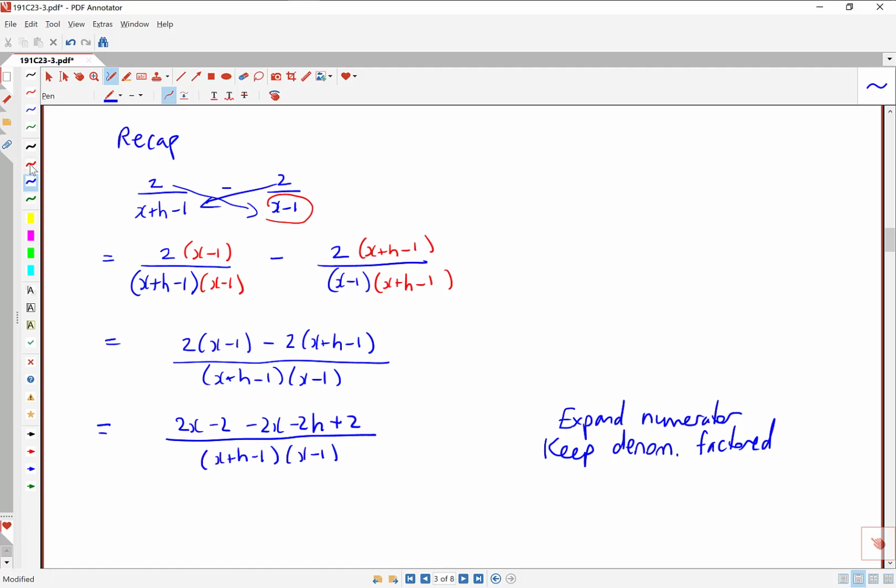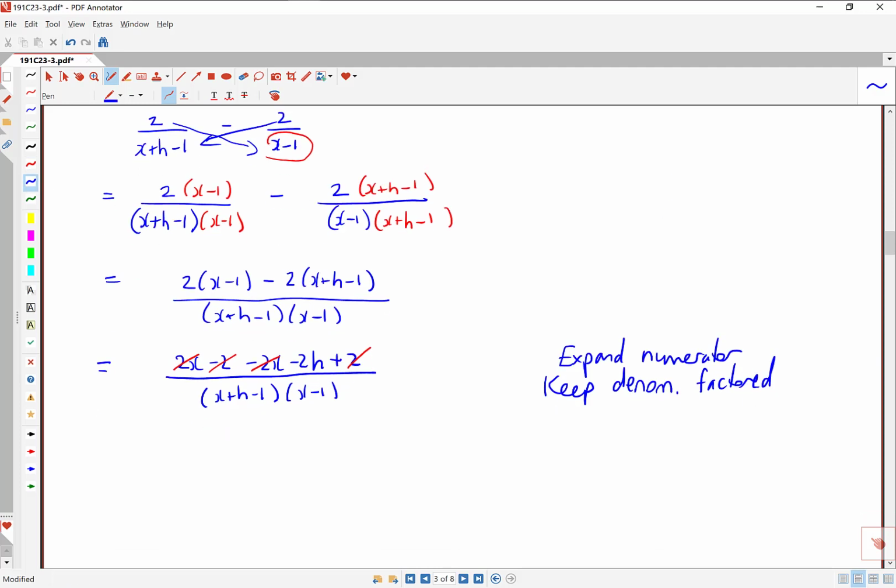And then let's look for a bit of cancellation here. So the 2x and the minus 2x will cancel. The minus 2 and the plus 2 will cancel. And we'll be left just with minus 2h on top. So we can write a cleaned up version of our answer. So minus 2h over that product in the denominator, x plus h minus 1 times x minus 1.